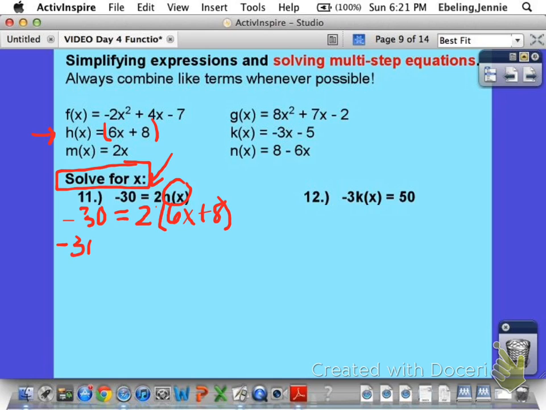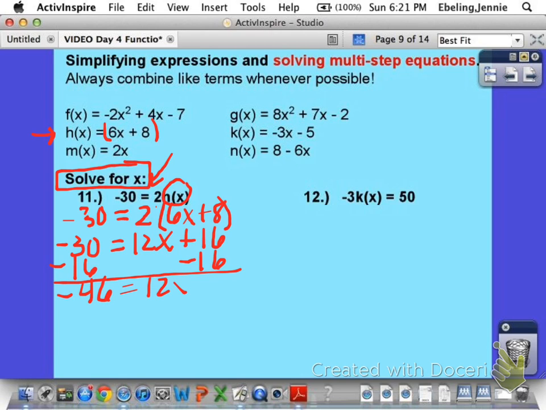So I have negative 30 equals, I've got to get rid of those parentheses by using the distributive property, so 2 times 6x is 12x, 2 times 8 is 16. So I'm going to subtract my 16 from both sides. We get negative 46 is equal to 12x, and then divide both sides by 12. Now this is not going to divide out nice and evenly, so I'm going to reduce that fraction. Negative 46 over 12 reduces to negative 23 over 6. And I can just leave that in reduced form.